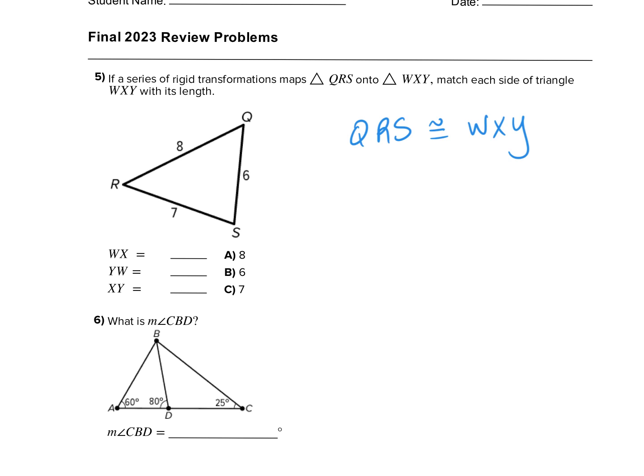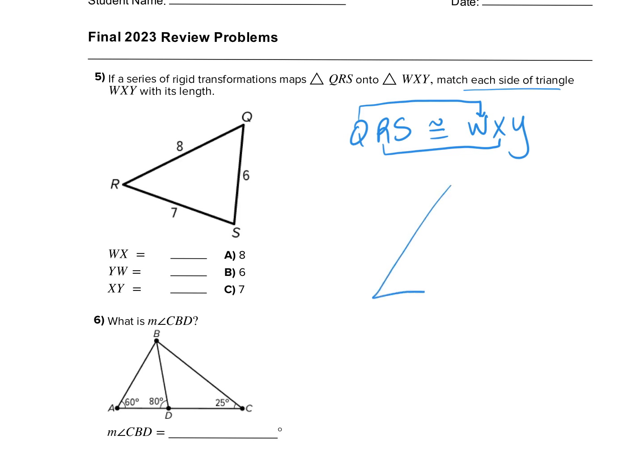So when we are asked to match up each side of the triangle of WXY with its length, we are matching the congruent angles with their appropriate letter in terms of the order of the congruent statement. So Q is always congruent to W because it's the first letter listed. R is congruent to X, S is congruent to Y.